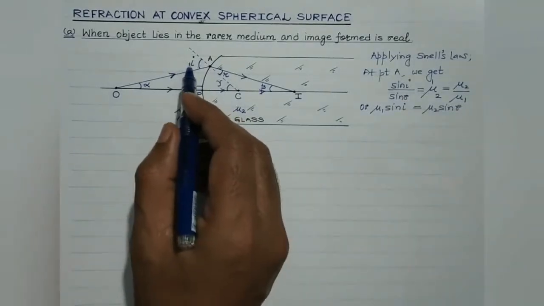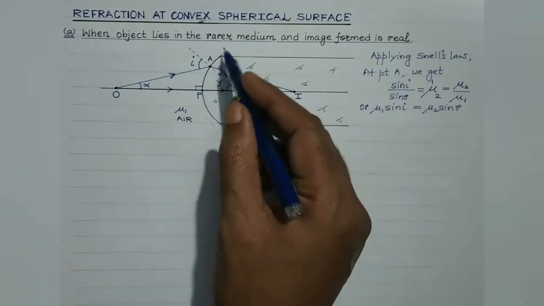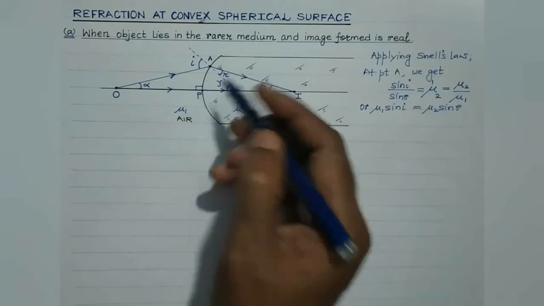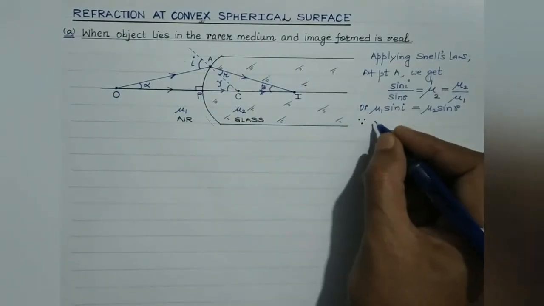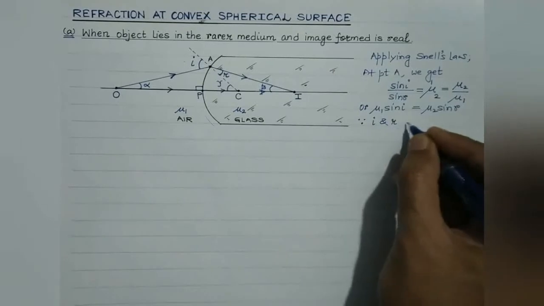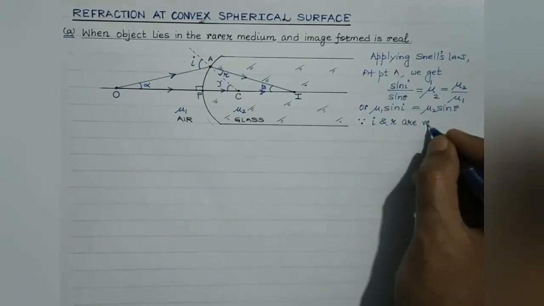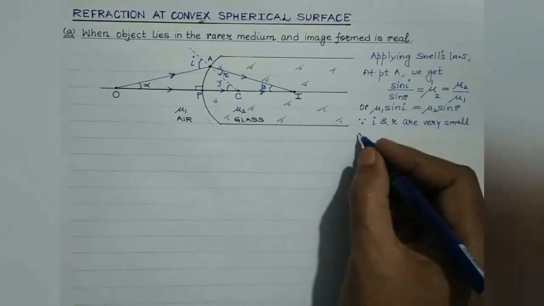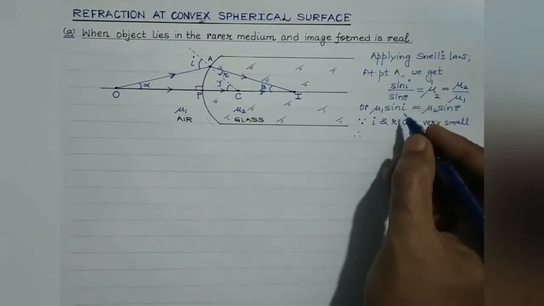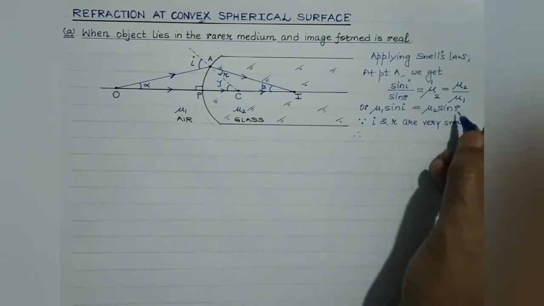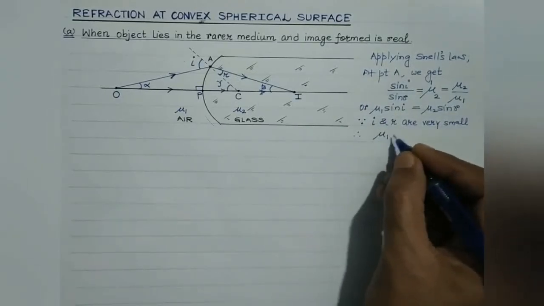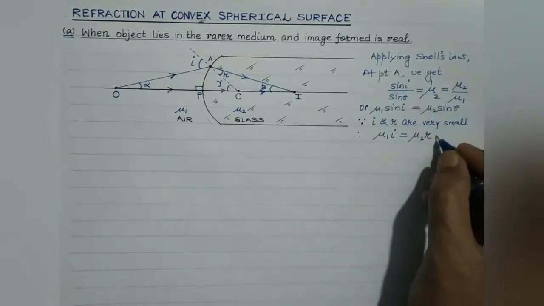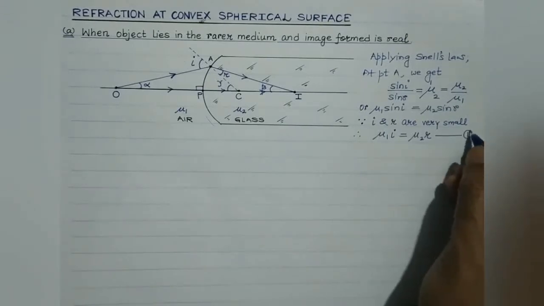Now, angles I and R are also very, very small because we have considered the aperture to be very small, isn't it? So point A will lie very close to point P. Since angles I and R are very small, this we have already discussed during the assumptions. Therefore, sin I can be written as I, sin R can be approximately written as R. Therefore, mu 1 I is equal to mu 2 R. Put this as equation number 1.